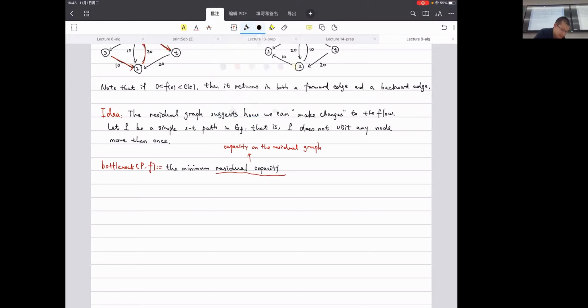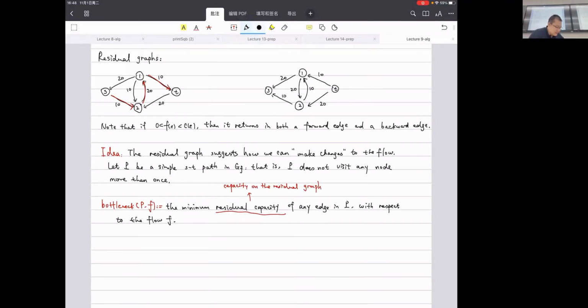So basically the bottleneck of P with respect to the flow F is defined as the minimum residual capacity of any edge in P. I guess this is also a very natural definition, intuitively the value we can increase. So here we have a 10, we have a 20, we have a 10 here. But apparently the maximum value that you can increase is only the 10 here.